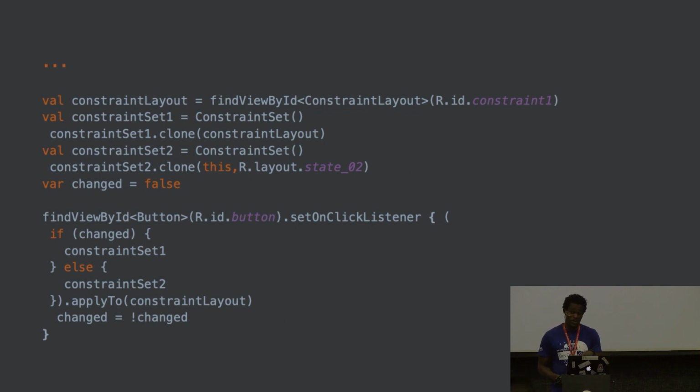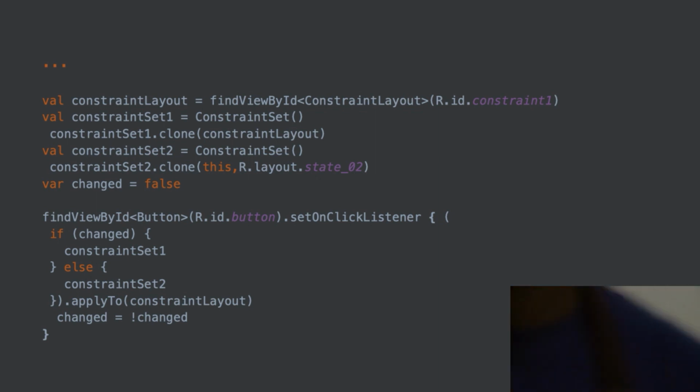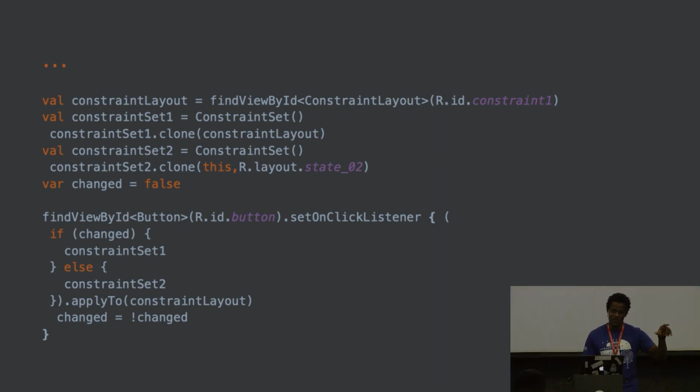We could do this pre-2.0, and this is how you would do it. You create your constraint state, and the first one I have there, constraint set 1, I'm just cloning whatever state I have in my current file. And then constraint set 2, I'm cloning another layout file, which probably has the same views as the first one, but has a different state of my constraints.